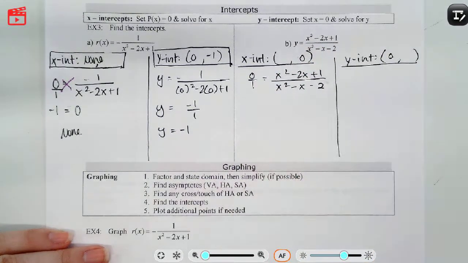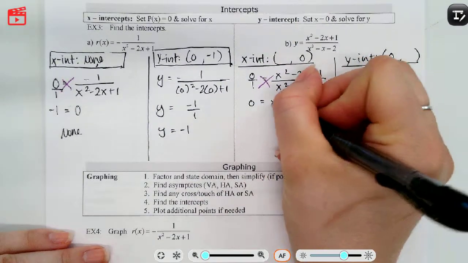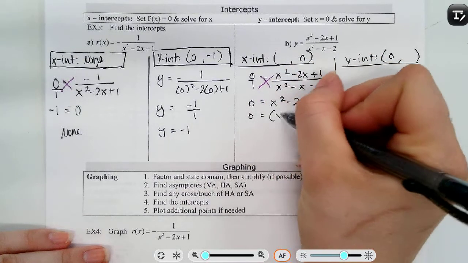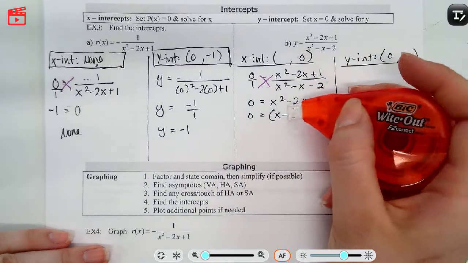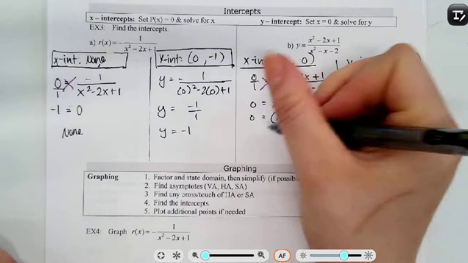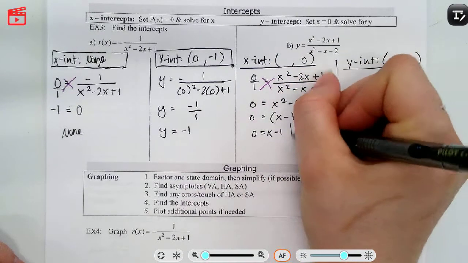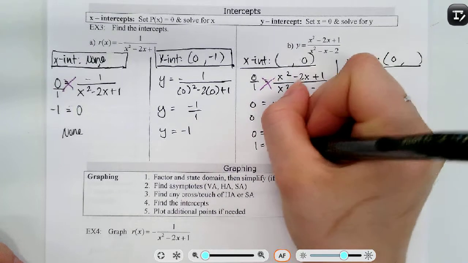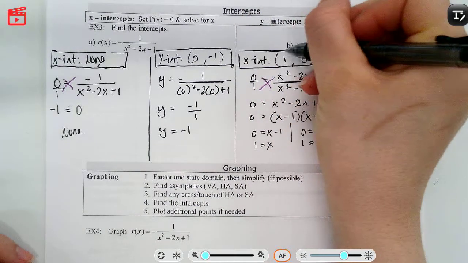Okay, same thing, let's cross multiply. So then we're left with 0 equals x squared minus 2x plus 1. Ooh, we can solve that. 0 equals x minus 1, x minus 1. So we have two solutions, which actually end up being the same number. So x equals 1. So one x-intercept at (1, 0).